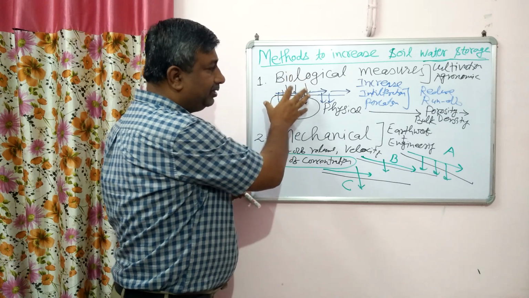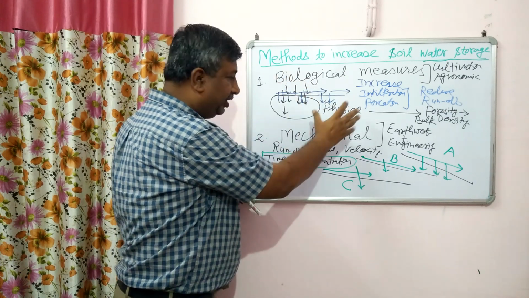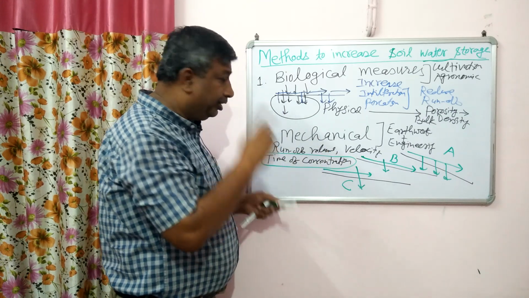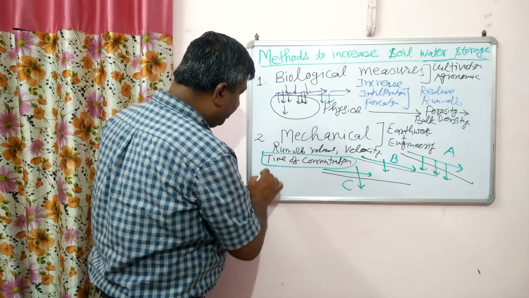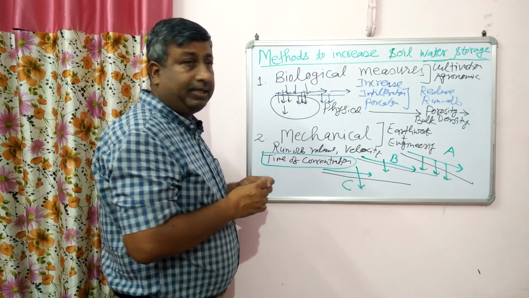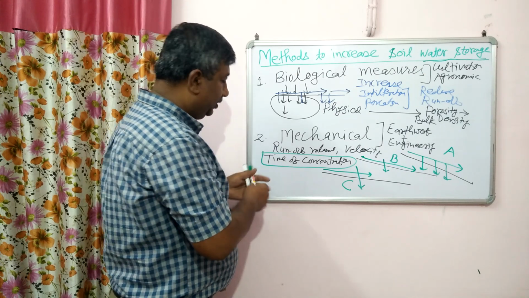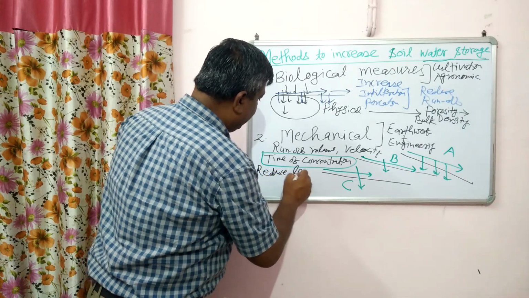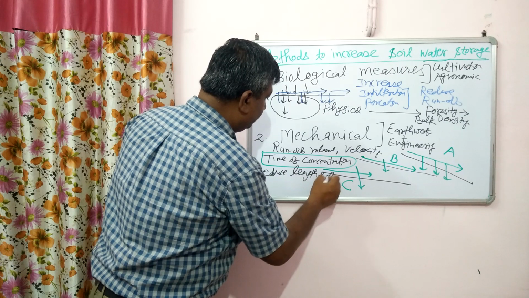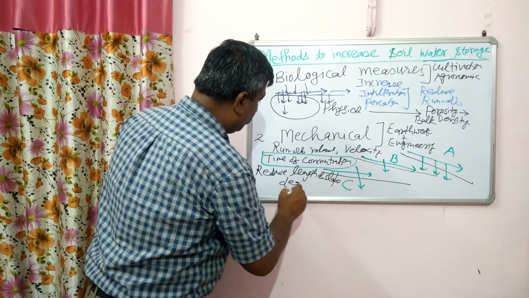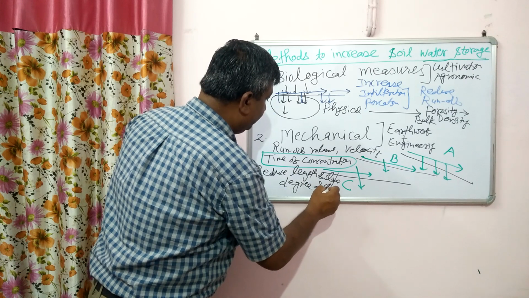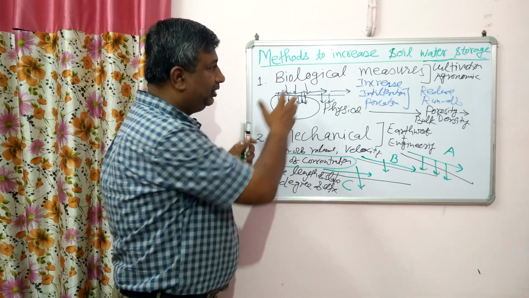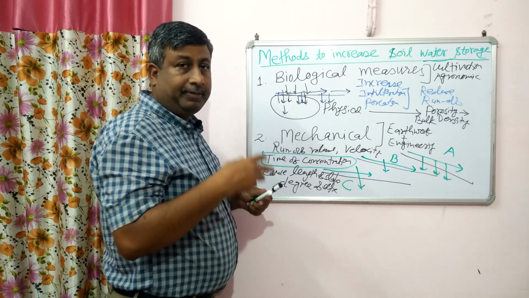So these biological measures aim to increase infiltration and percolation. While in case of mechanical measures, what is our aim? Our aim is to reduce the runoff volume and velocity by reducing the degree of slope and length of slope. So here our emphasis is to reduce the length of slope and degree of slope, so that there is more time of concentration for runoff water. So these are biological measures and mechanical measures.